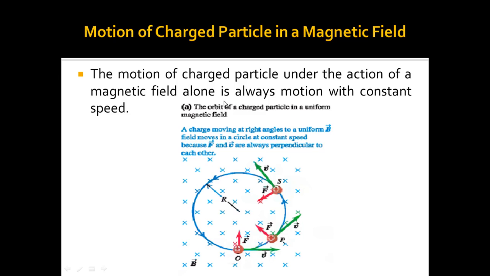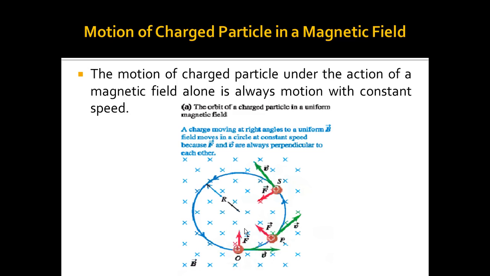That is why the statement earlier says that motion of charged particles under the action of the magnetic field alone is always motion with constant speed, primarily because the force is perpendicular to the direction of the velocity. The magnetic field doesn't change the speed of the particle. It simply changes the direction of the velocity.